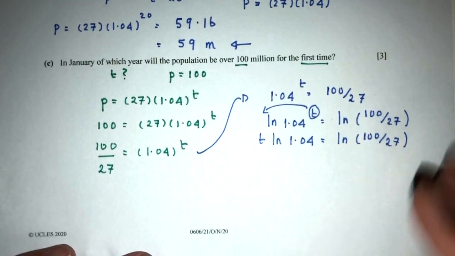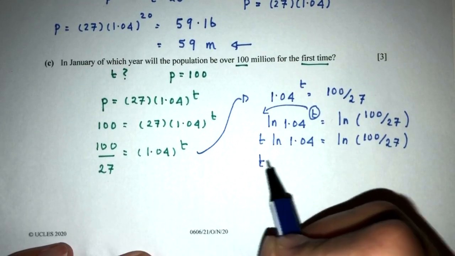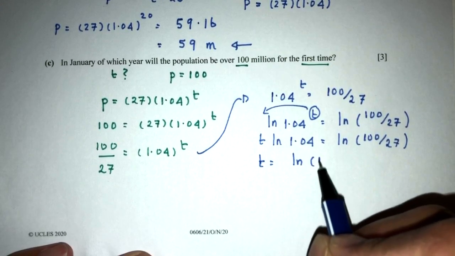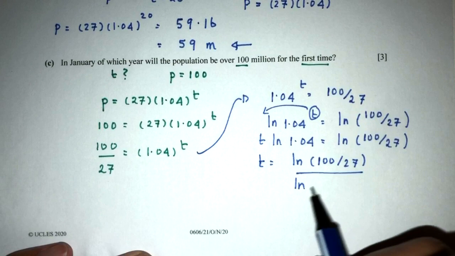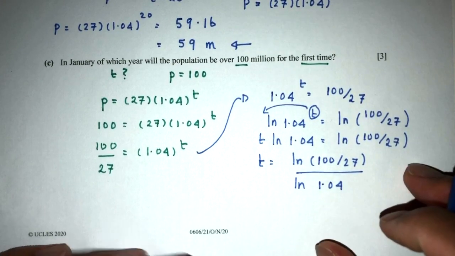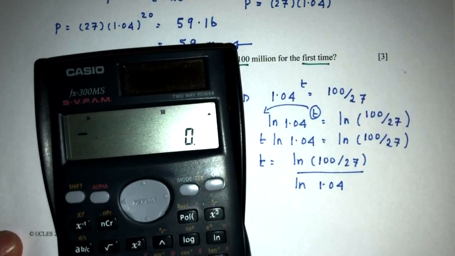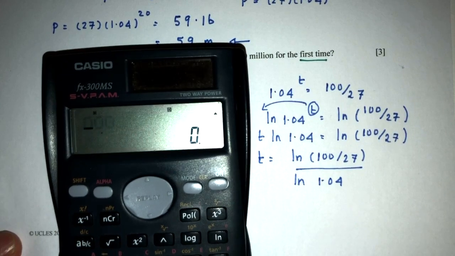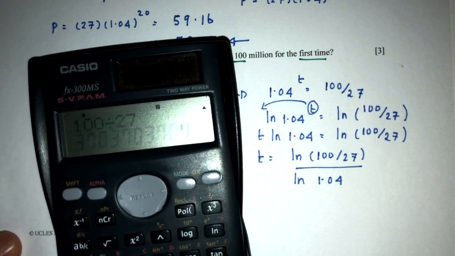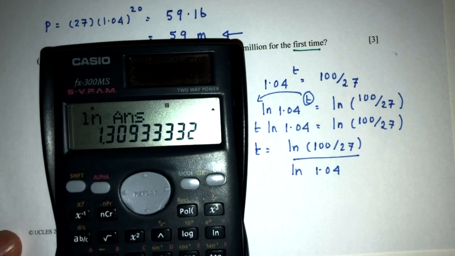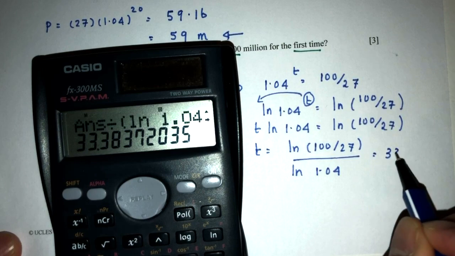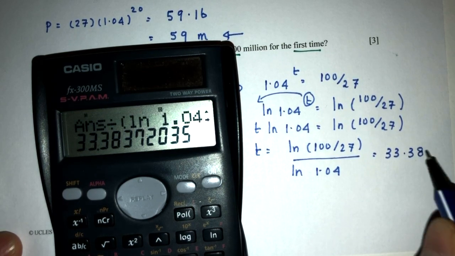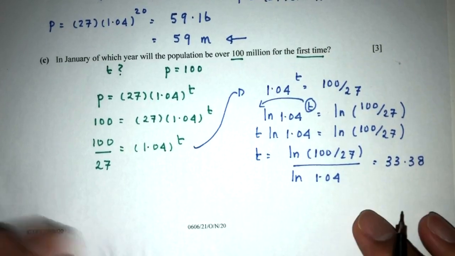Okay, so let's see what happens. t has to be ln of this value divided by ln of 1.04. So let's see what we get. 100 divided by 27, take ln of the value, divided by ln of 1.04. That should be 33.38.